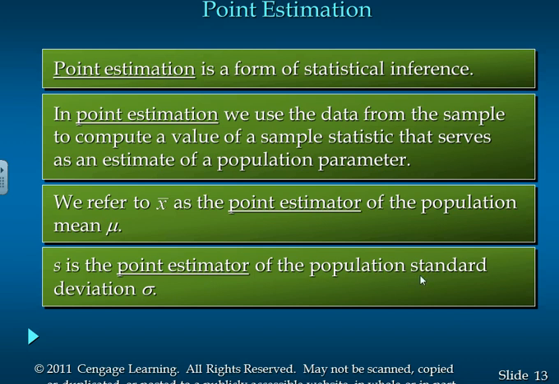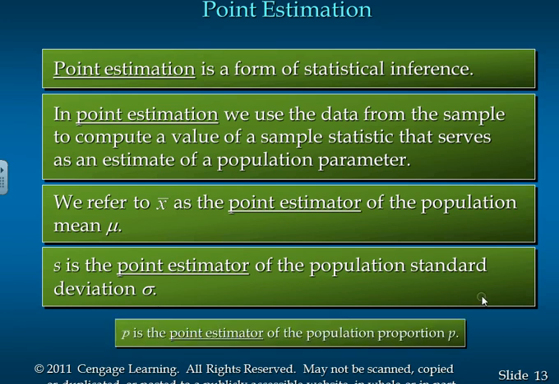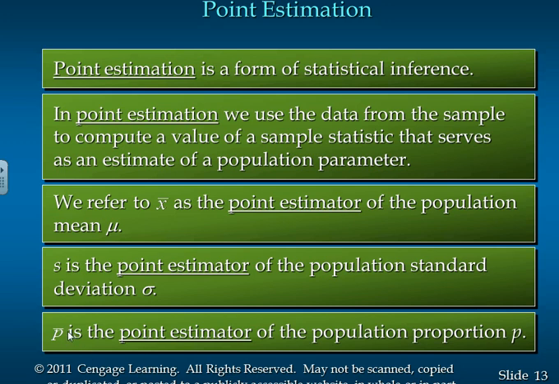The point estimator for the standard deviation is S, used instead of little sigma for the standard deviation. P bar is the point estimator for the population proportion P.